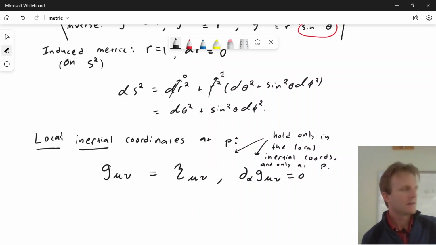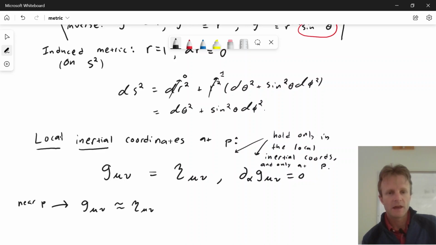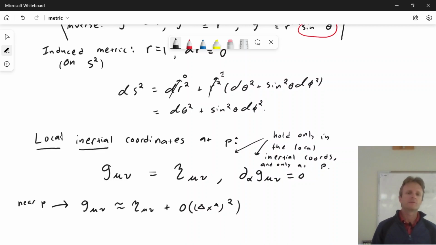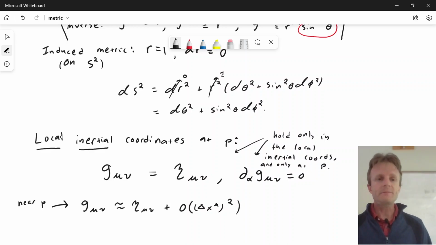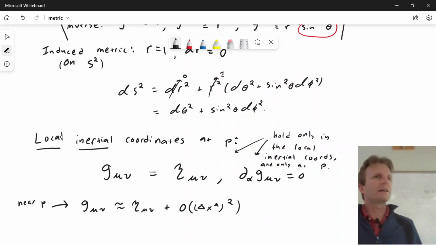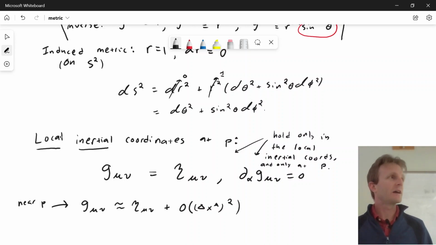So I don't need to prime it. Another way of saying this is we could approximate the metric near P as g mu nu is approximately eta mu nu plus order coordinate differences squared. The first order deviation from flat vanishes. And that is actually a much stronger statement because the metric is kind of like the Newtonian gravitational field. We'll make that more precise. Motion of test particles in Newtonian gravity is related how to the Newtonian gravitational field?